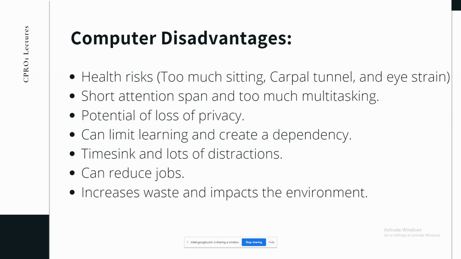Then we also have several disadvantages of having computers in our lives. One example is the health risk of too much sitting in front of the computer. At the same time, we should also balance, for example, after several minutes or maybe an hour, we should stand up or rest our eyes or stretch for our body to keep it balanced.